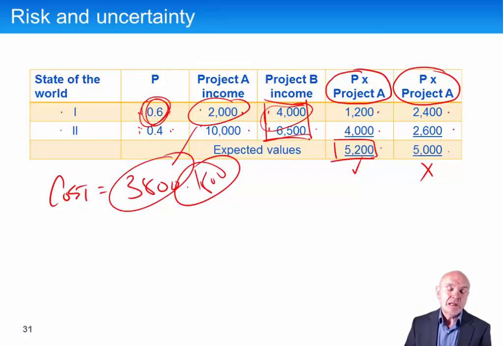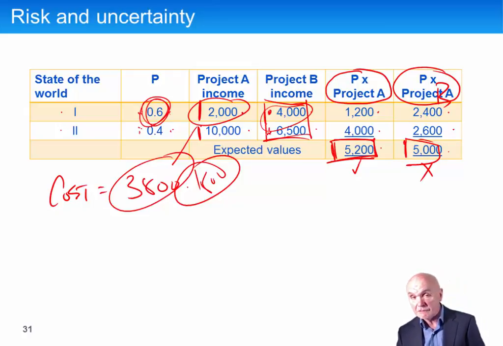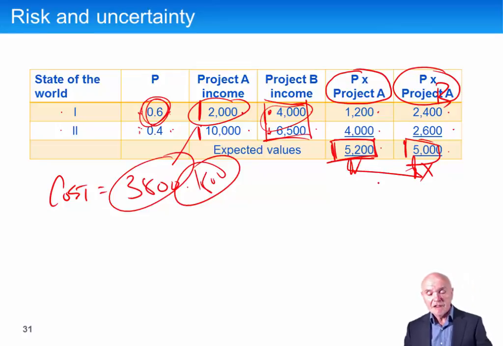The second problem really is that the expected value is not actually expected. Nowhere in our wildest dreams do we envisage that project A will give us 5,200. It's either going to be 2,000 or 10,000. Similarly, project B, we don't ever envisage 5,000 coming out. It's either going to be 4,000 or 6,500. So here we're making a decision based on figures which, as far as we know, are never going to actually occur.